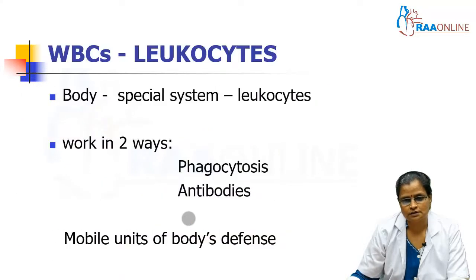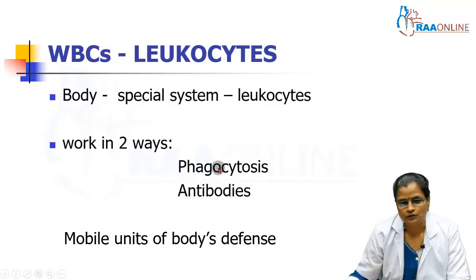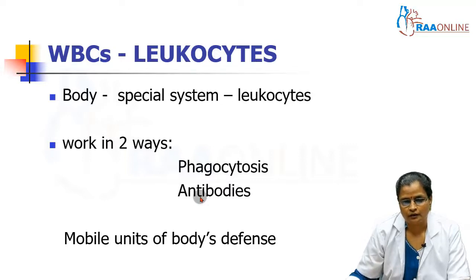The leukocytes are a special system of our body which works in two ways. One is phagocytosis and the other is by producing various types of antibodies. They are called the mobile units of the body defense mechanism.